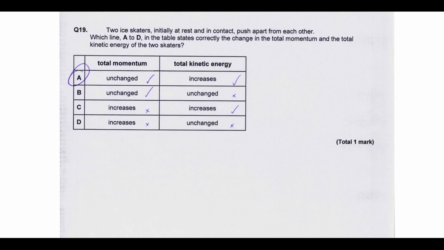Two ice skaters are initially at rest and in contact, and they push off from each other. Which line of this correctly describes what happens to the total momentum and total kinetic energy? So total momentum can never change as long as there's no external force. So the two skaters are part of your system, so any forces they provide are not external forces, so momentum stays the same. So that eliminates C and D straight away. And initially they're stationary, so they have no kinetic energy. They push off, they're traveling at speed, so they have kinetic energy. So the kinetic energy is increased, so we know it's option A there.